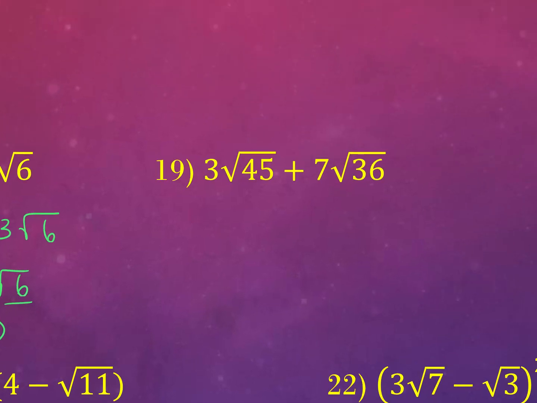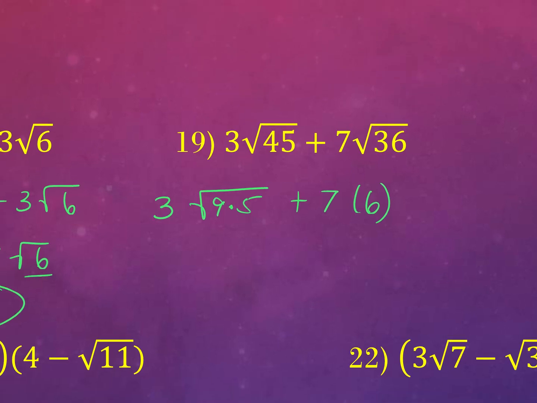I see lots of stuff here. Let's just go ahead and break down as we go. So I have 3. What am I going to break down 45 into? 9 and 5. Good. And then I have plus 7. Well, what's the square root of 36? I'm just going to say times 6. Not the square root of 6.